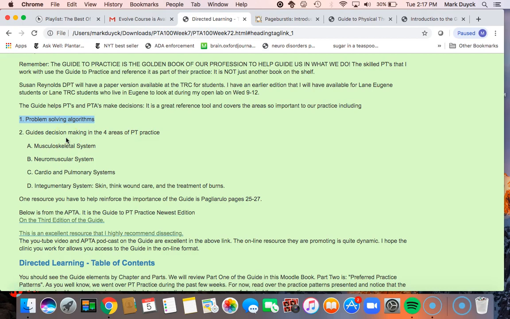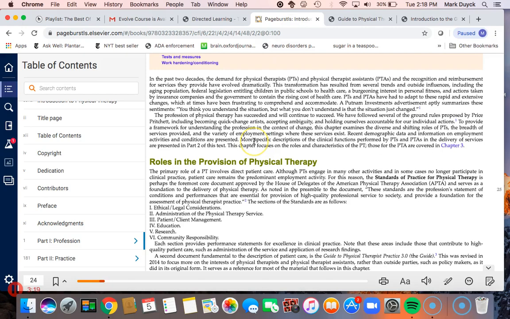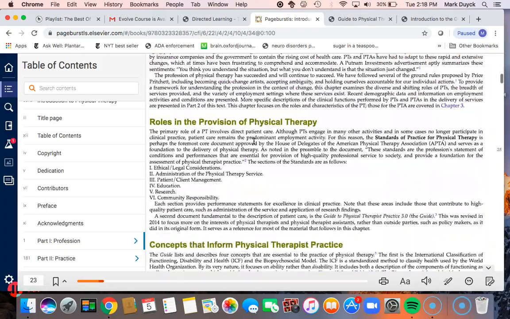I've already mentioned this number one, and so it really helps therapists and PTAs look at ways to help people with various health conditions involving major body systems, so the musculoskeletal system, the neuromuscular system, cardiopulmonary systems, as well as the integumentary system. Your textbook, Pagarulo, covers the guide in chapter 2 on the physical therapist, on pages 25 and 27.